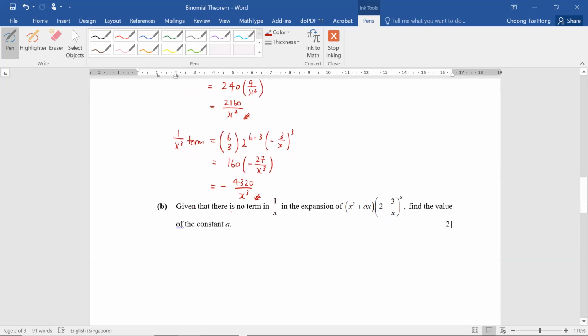For part B, they say that there is no term in 1 over x. In other words, they are saying that there is no 1 over x term. That means in this expansion, when you take this one times this one and expand all the things, you won't be able to find any 1 over x term. So find the value of the constant a. Let's write out the question first.